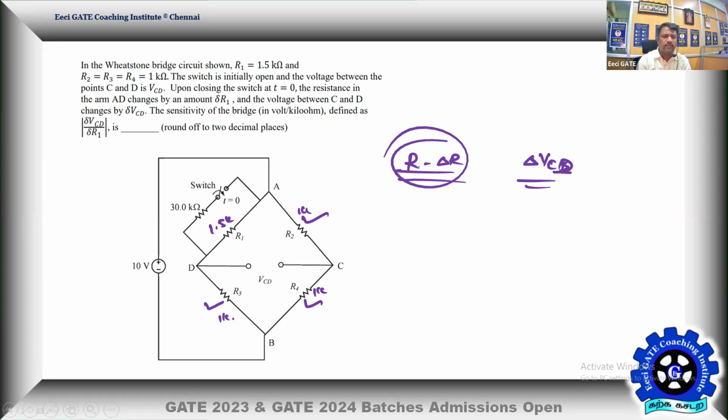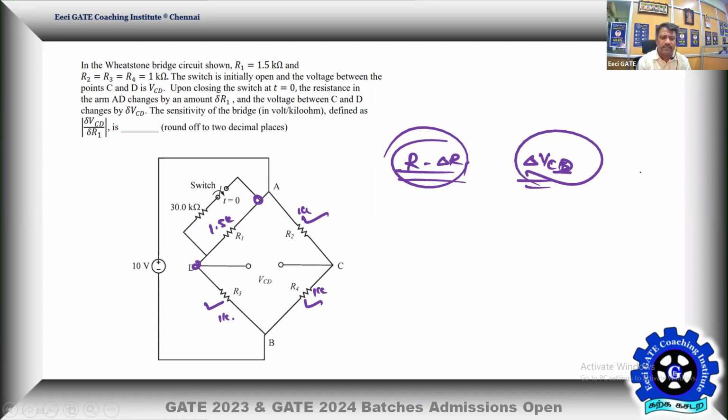When closing the switch at time t equal to 0, the resistance in the arm AD changes by delta R1. AD is the arm, the net resistance R1. I took it as delta R. Then the voltage between C and D changes by delta VCD. There is a change, and that is already taken correctly.